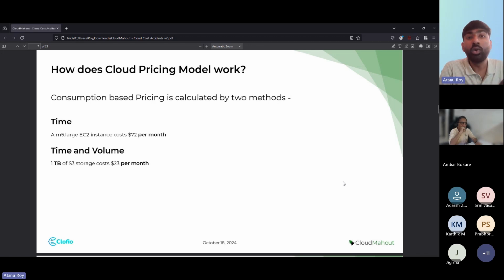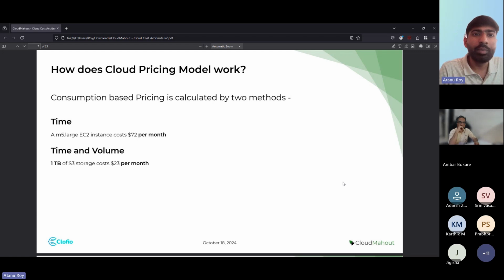Let's dig a little bit into how this cloud pricing works. Typically, cloud platforms will use two different ways of billing you. One is purely on time access. Let's take an example. Typically it works for all the compute resources, right? If you are using, for example, an M5 large EC2 instance, it is going to cost you $70 per month, and it is billed hourly. So every hour you run, you end up paying some money. Compared to that, there is another way of billing you, which is volume plus time. Typically, your storage cost or the data transfer cost. So if you are storing 1 TB of data in S3, you are going to pay $23 per month, right?